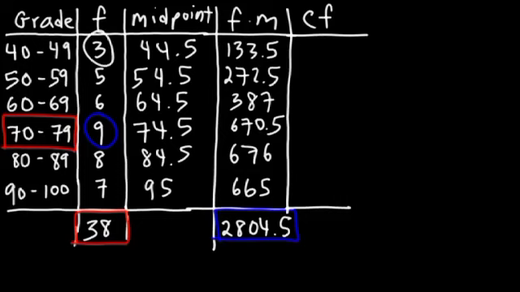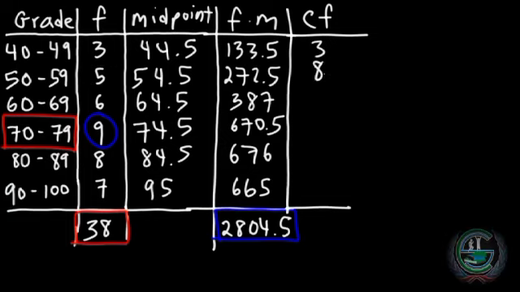We're going to start with this number 3, and then we're going to add 5 and 3 together, which will give us 8. Then we're going to take this number, add 6 to it. That's going to be 14. And then we're going to add 9 to 14, which gives us 23. And then 23 plus 8 is 31. And then 31 plus 7 is 38. So we get this number, because there are 38 students.